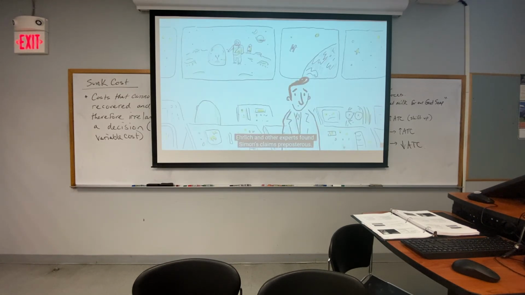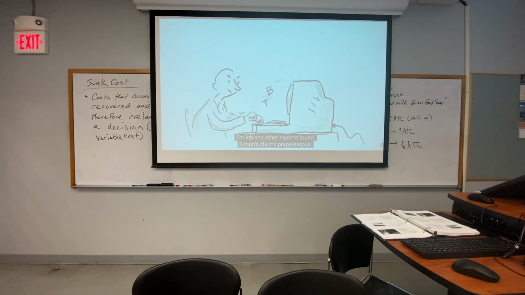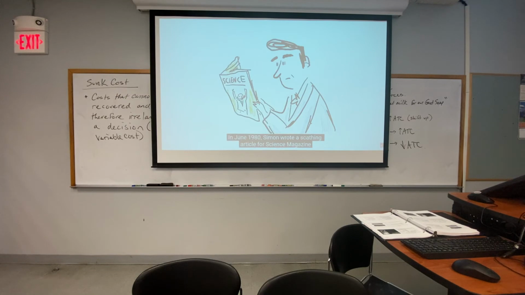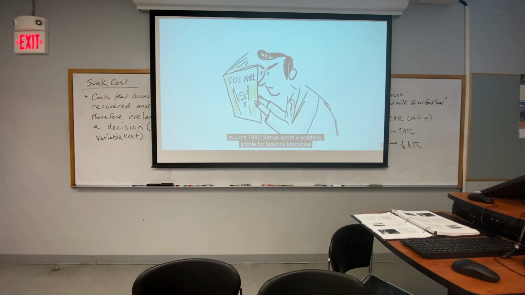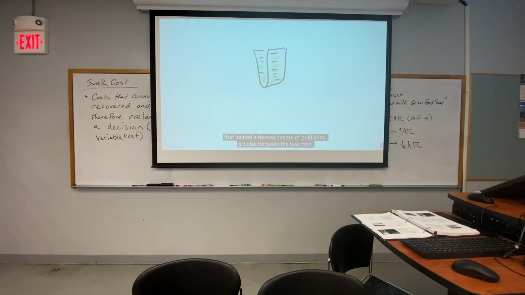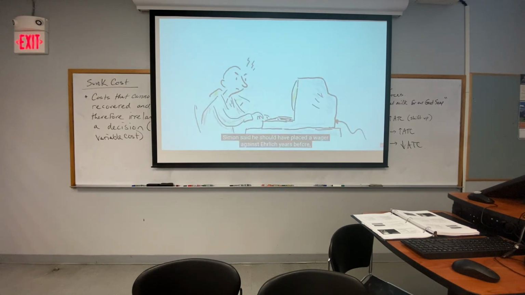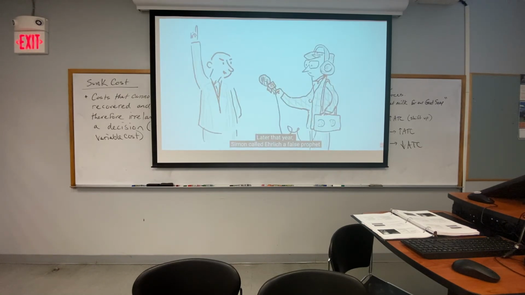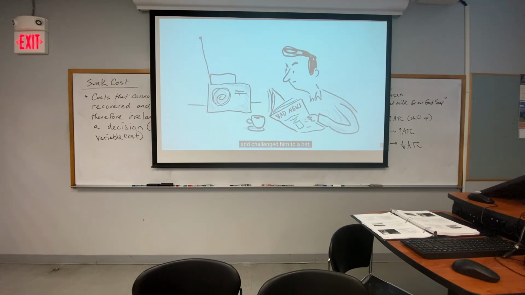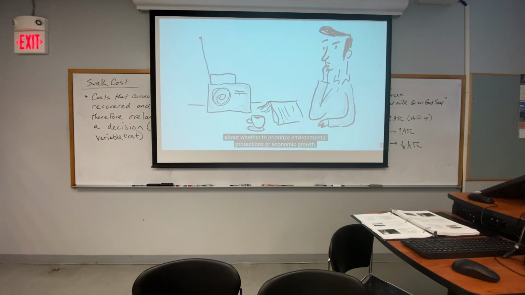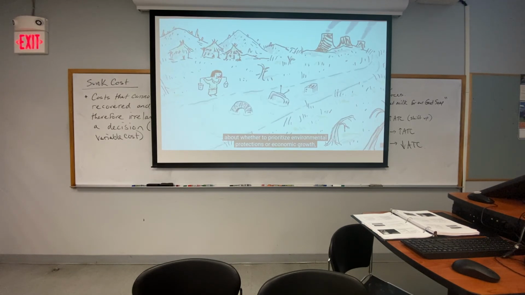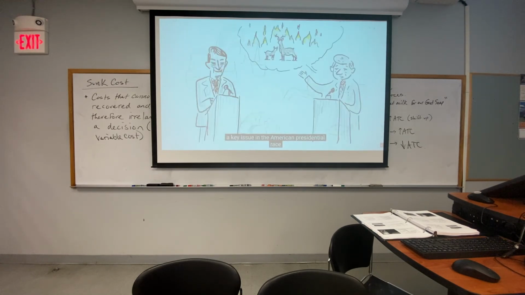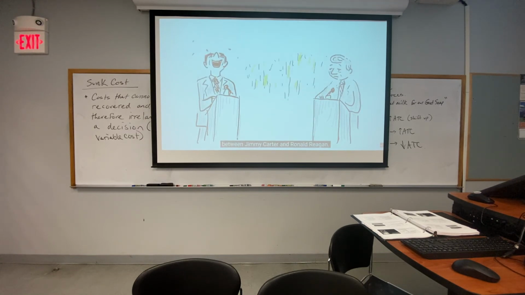Ehrlich and other experts found Simon's claims preposterous. In June 1980, Simon wrote a scathing article for Science magazine that incited a heated debate of published articles between the 2 men. Simon said he should have placed a wager against Ehrlich years before, when Ehrlich ventured that, quote, England would not exist in the year 2000, unquote. Later that year, Simon called Ehrlich a false prophet and challenged him to a bet. Their feud also touched on the debate about whether to prioritize environmental protections or economic growth, a key issue in the American presidential race between Jimmy Carter and Ronald Reagan.